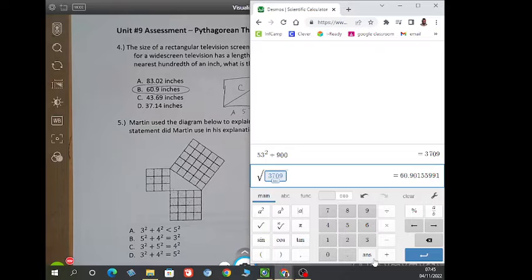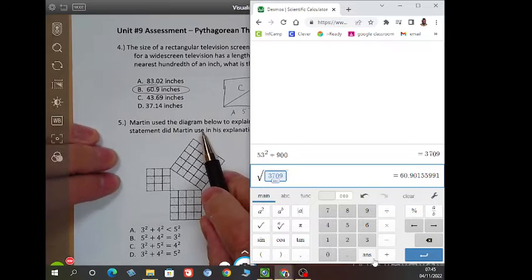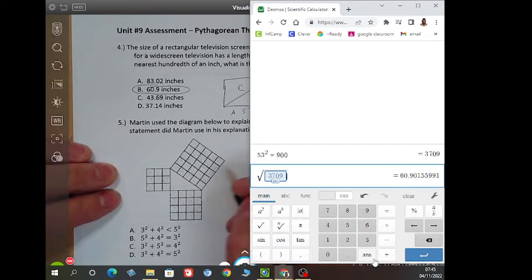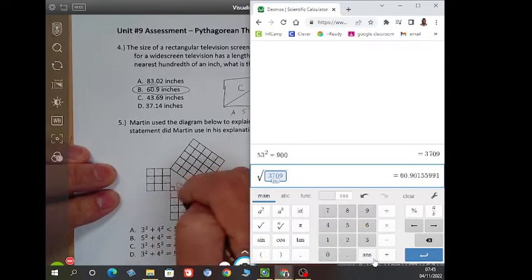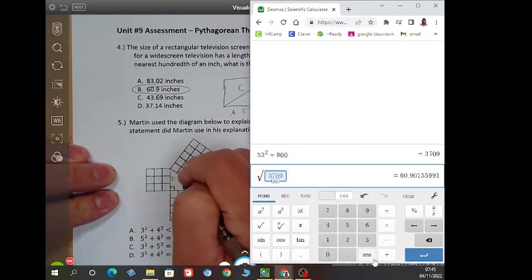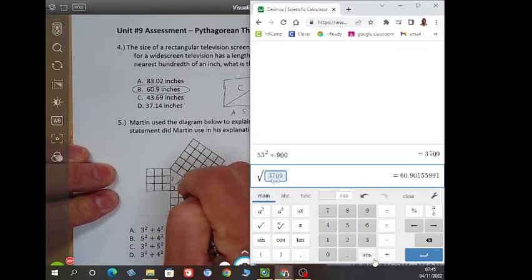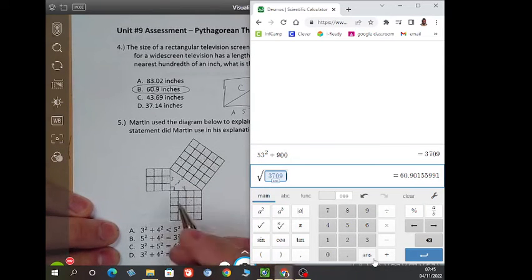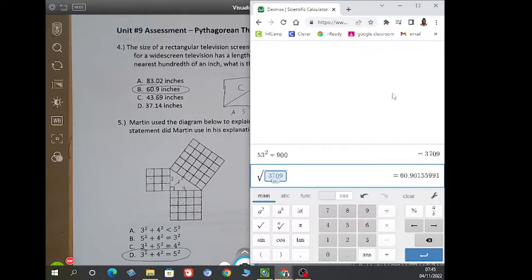All right, number 5. Use a diagram to explain the Pythagorean theorem. Martin used this diagram to explain the Pythagorean theorem to a classmate. Which statement did Martin use in his explanation? Looks like there's a right triangle right there. Looks like A is 3 and B is 4. Looks like C is 5, so it should be 3 squared plus 4 squared equals 5 squared, and there it is, option D. Let me get rid of the calculator.